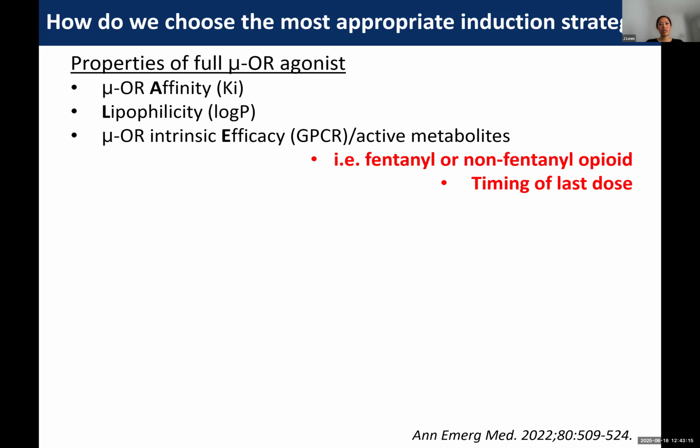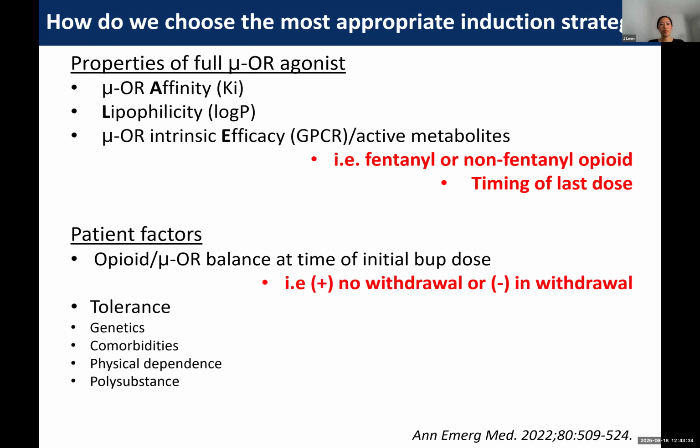The main questions to ask when we're choosing the most appropriate strategy are related to the properties of what they use. So we can make a distinction between fentanyl users and non-fentanyl users, and getting an idea of when they last used. There are other patient factors, and the most important one is to determine whether the patient is in withdrawal or not in withdrawal. And then the absolute dose of buprenorphine.